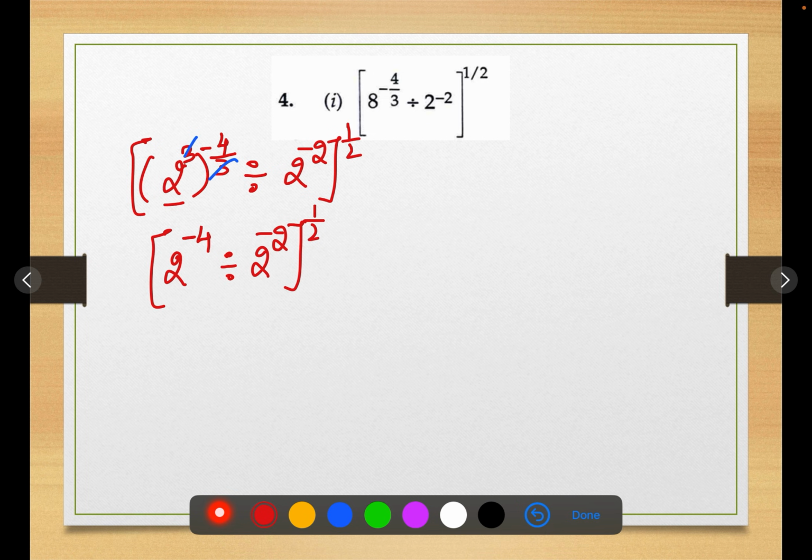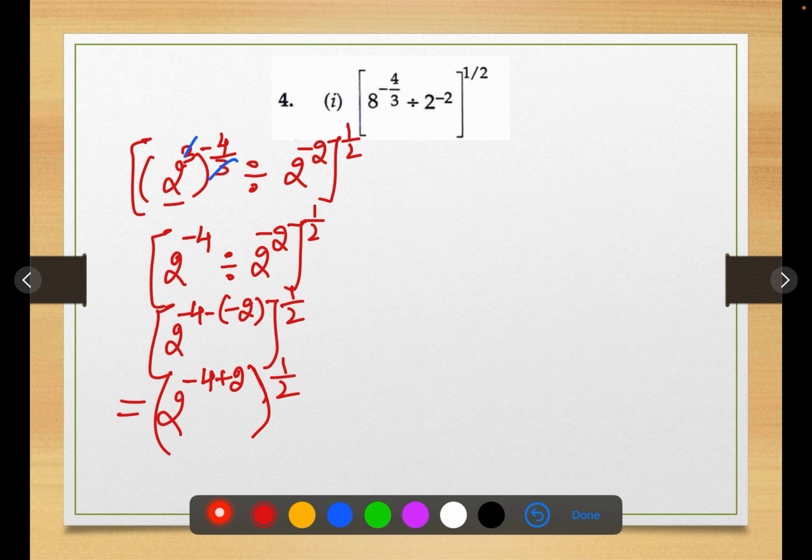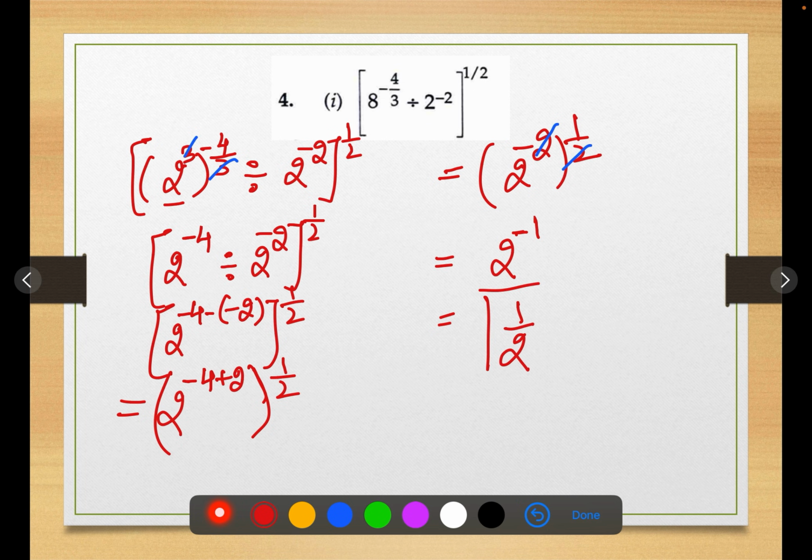Now same base division, we will subtract. So minus 4 minus of minus 2, whole to the power 1 upon 2. So this turns out to be minus 4 plus 2, whole to the power 1 upon 2. Now my answer is 2 to the power minus 2, to the power 1 upon 2. I can again reduce them, and now I have 2 to the power minus 1 left. Reciprocate and the power turns positive. My answer is 1 upon 2.